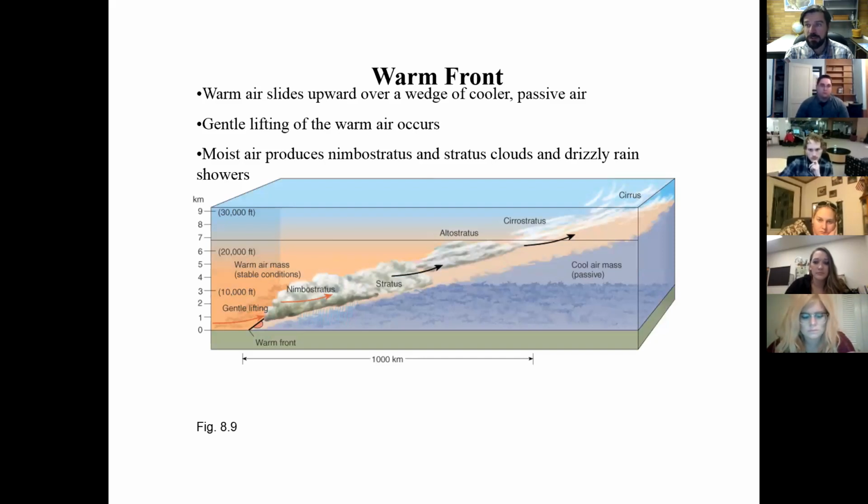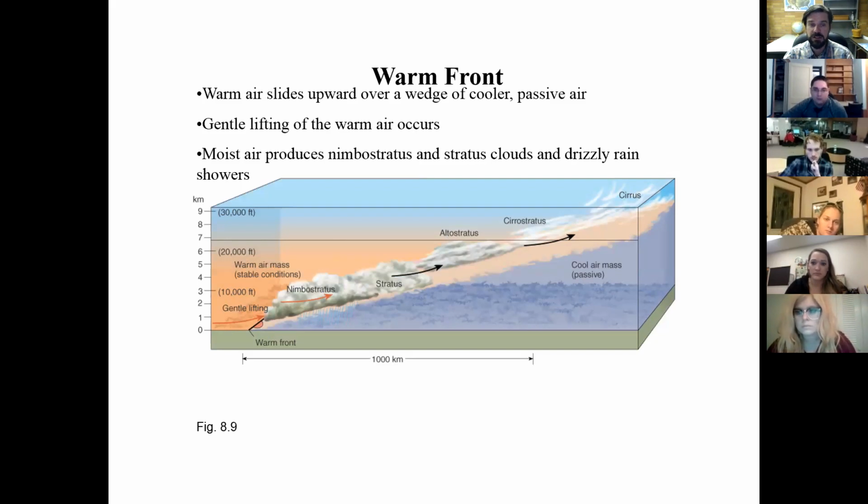And then a warm front, the complete opposite. It's a cold, passive air mass, and the warm air is just slowly, lethargically spreading itself over the top of it, smearing itself over. And it slowly gets lifted up and up and up until eventually you maybe get some drizzly rain precipitation out of it, but it's going to take a day and a half to happen instead of an hour or two.